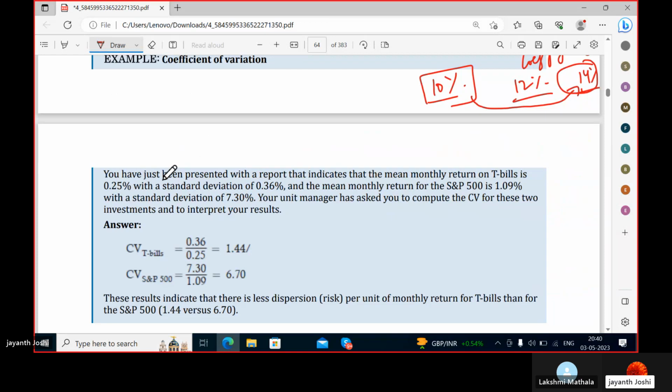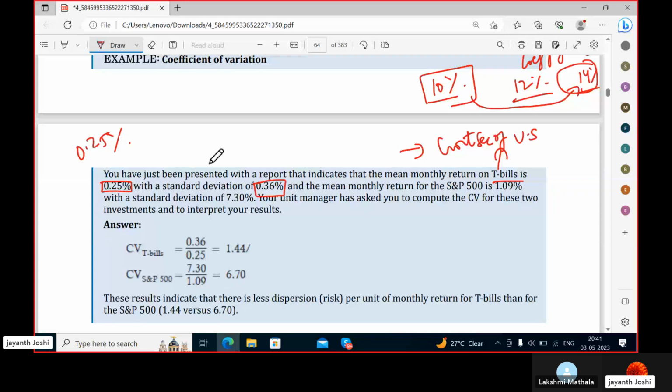You have just been presented with a report that indicates the mean monthly return on T-bill. T-bill is nothing but treasury bill. It is the government security of the United States, the most secured investment in the world. The average return from this treasury bill is 0.25%, and the standard deviation is 0.36%.